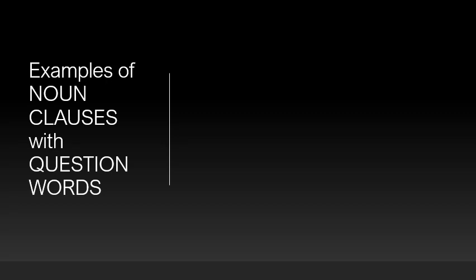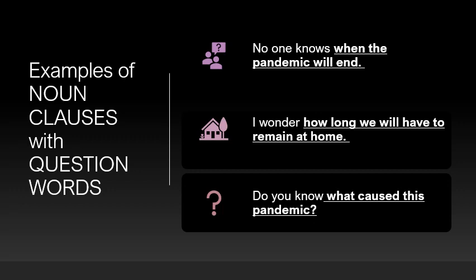Here are some examples of noun clauses with question words. The first example uses the question word when. No one knows when the pandemic will end. It's a noun clause because it has a subject, the pandemic, and the verb will end. Why is it a noun clause? Because it's acting as the object of the sentence.